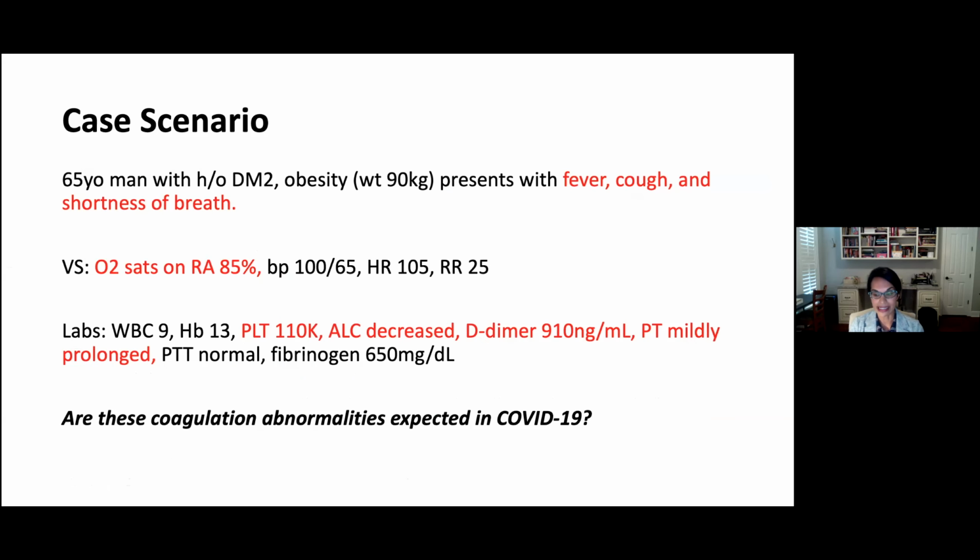I'd like to start with a case scenario here. We have a 65-year-old man with a history of diabetes and obesity. He presents with fever, cough, and shortness of breath. You'll see here in the vital signs, he is hypoxic, and labs reveal notably a mild thrombocytopenia, a decreased absolute lymphocyte count, a significantly increased D-dimer, and a prothrombin time that is mildly prolonged. The fibrinogen is also increased. So the question we need to ask ourselves is, are these coagulation abnormalities expected in COVID-19?